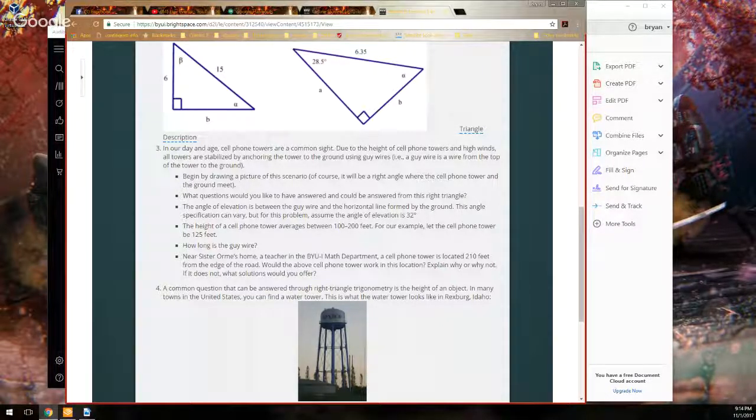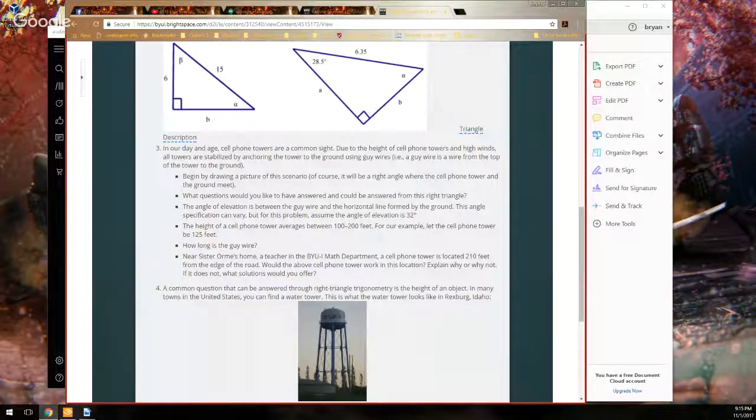Near Sister Omar's home, a teacher in the BYU math department, the cell phone tower is located 210 feet from the edge of the road. Would the above cell phone tower work in this location? Yeah, it'd work.